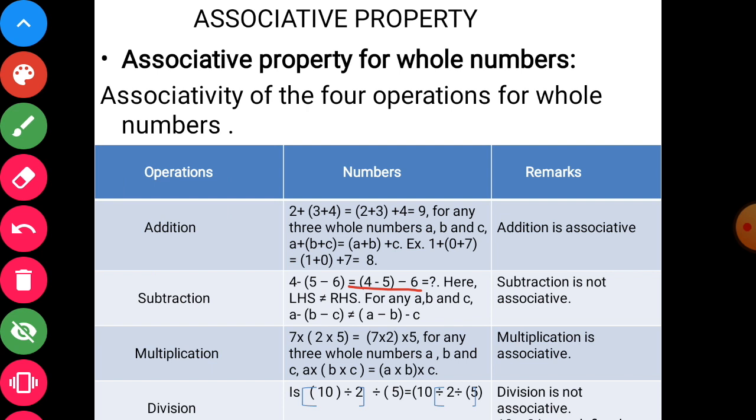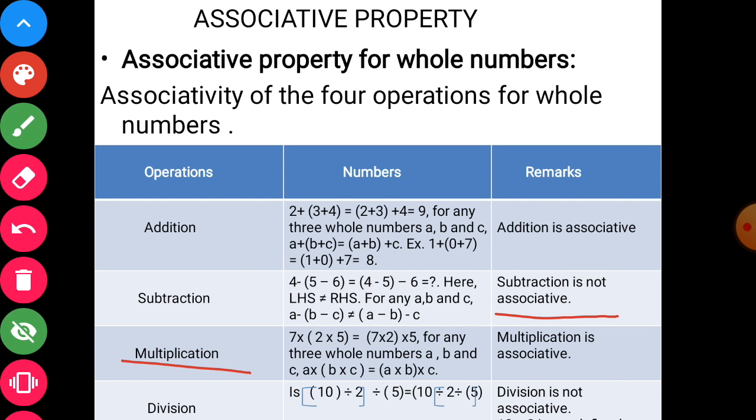Let us check for this. 4 minus 5 how much? Minus 1. And here another minus 6 is there. Minus 1 minus 6 is equal to minus 7. Here LHS is equal to 3, but 3 is not equal to minus 7. So here LHS is not equal to RHS. So subtraction is not associative.